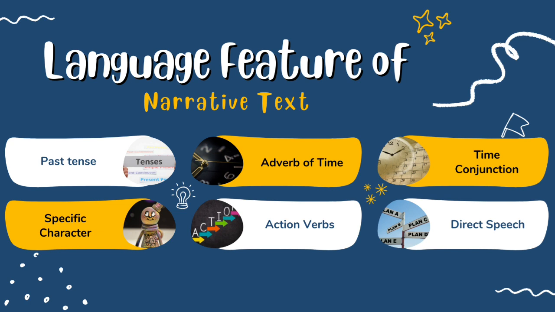First, past tense, like killed, drank, ate. Second, adverb of time, like once upon a time, one day. Third, time conjunction, like when, then, suddenly. Fourth, specific character. The character of the story is specific, not general, like Cinderella, Snow White, Alibaba.